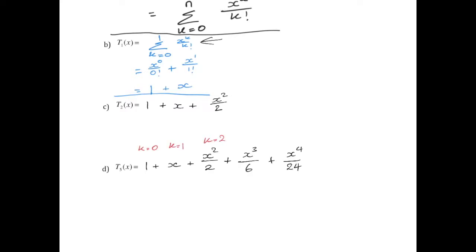Just to note, we're starting at 0, and this is when k is 1, this is when k is 2, this is when k is 3, this is when k is 4. Wait, 1, 2, 3. Oh, I've missed one. So when k is 5, what do we get? 120? Yep. So that's when k is 5. So that's good. Basically, if it's T5, how many terms should I get? If it's T2, how many terms should I get? So n plus 1 terms.